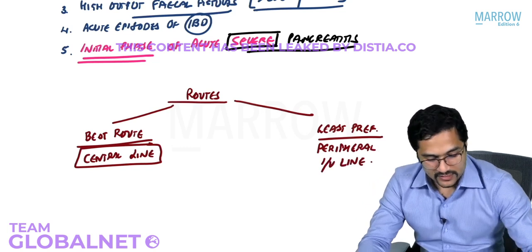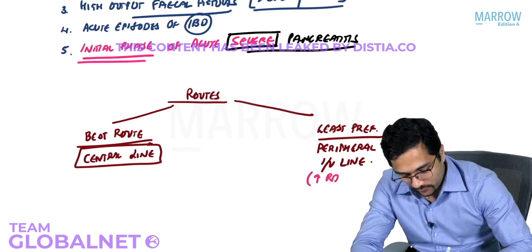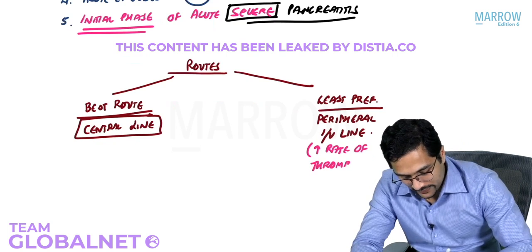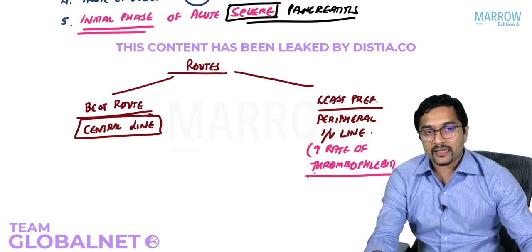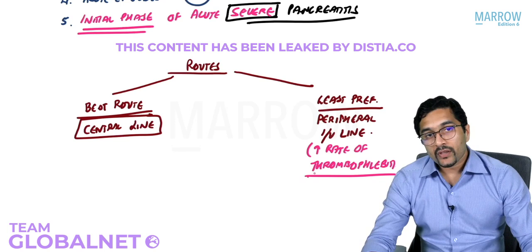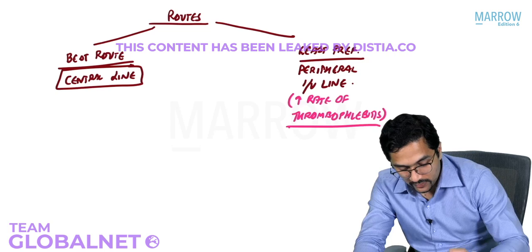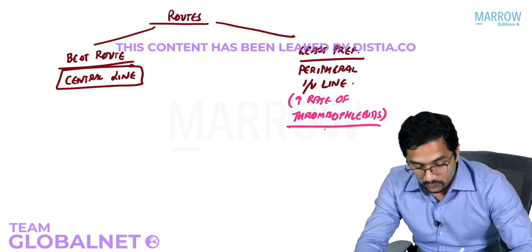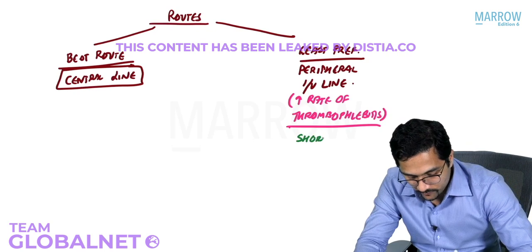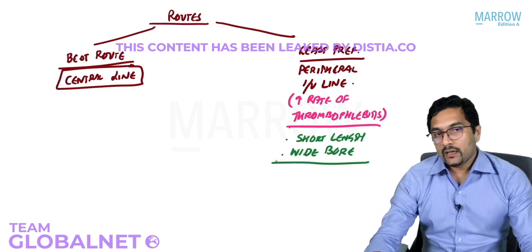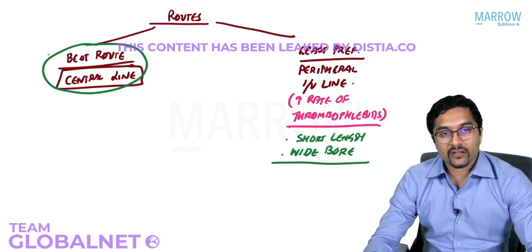Because there's an increased rate of thrombophlebitis and thrombosis, since this is a sugar-rich solution. That is why it is least preferred. Just in case you have to use a peripheral IV line, I've told you in the first module that you will use a short length and wide bore cannula to give TPN. But the preferred route is a central line.